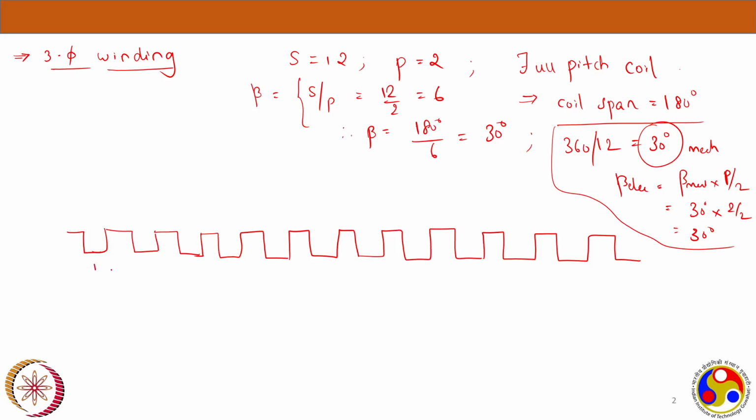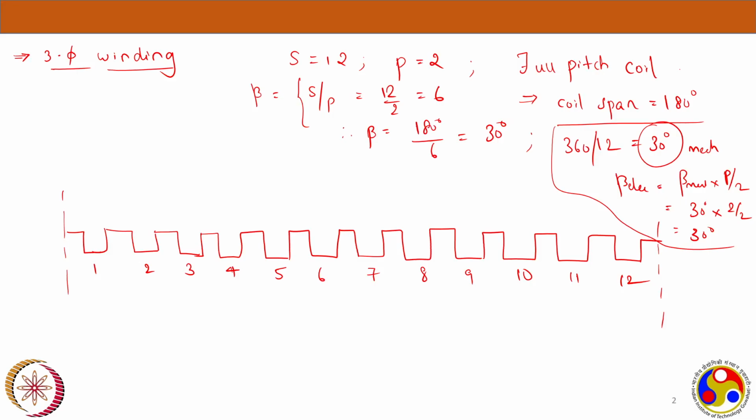So 1, 2, 3. I have 12 slots. So this is my machine. Actually, it looks like a circular thing. I have just made it into a planar just to have an easy visualization. So this is how 12 slots in a machine would look like.